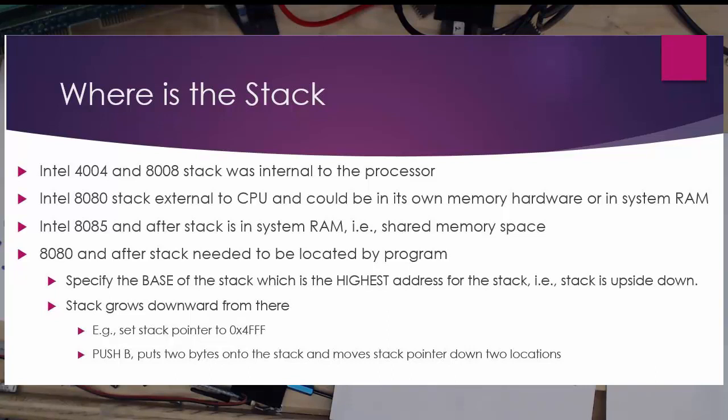So the upshot is, in the 8080 and after, because it's not internal to the processor and taken care of for us, we have to locate the stack. So we have to specify the base of the stack, which is, again, the highest address for the stack. In other words, the stack is upside down. The stack grows downwards from there. So if we set the stack pointer to 4FFF, we push B, that puts 2 bytes onto the stack, and move the stack pointer down by 2 locations.